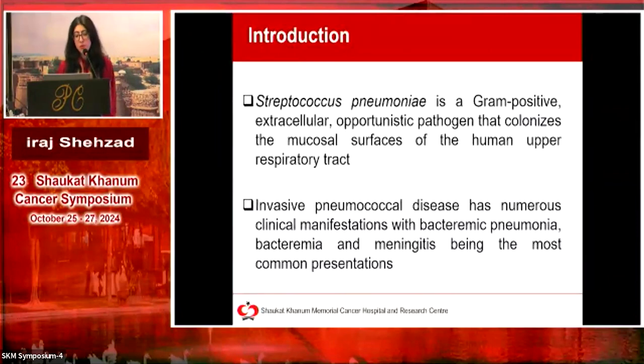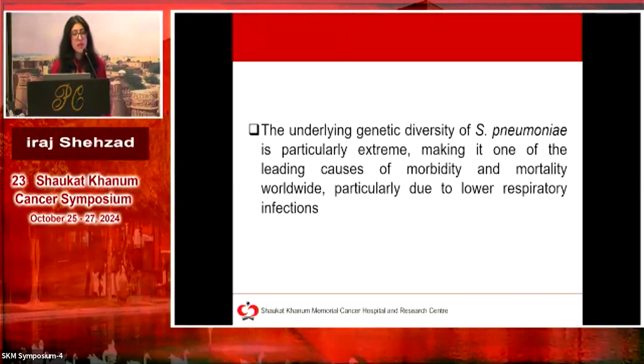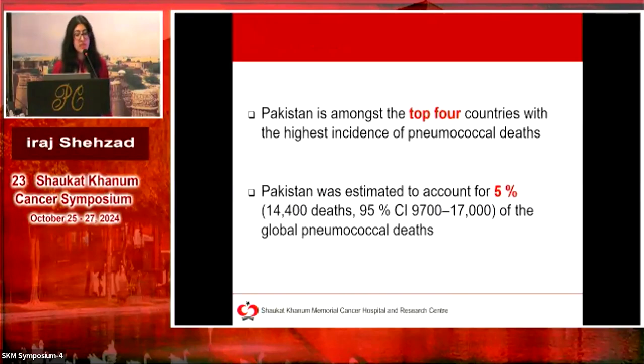Streptococcus pneumoniae is a gram-positive extracellular opportunistic pathogen that colonizes the mucosal surface of the upper respiratory tract. Invasive pneumococcal disease can present in various forms, with bacteremic pneumonia, bacteremia, and meningitis being the most common, as well as the most lethal forms of clinical presentation in these patients. Streptococcus pneumoniae has extreme underlying genetic diversity, with more than 90 serotypes, which makes it a leading cause of mortality and morbidity worldwide, particularly due to lower respiratory tract infections.